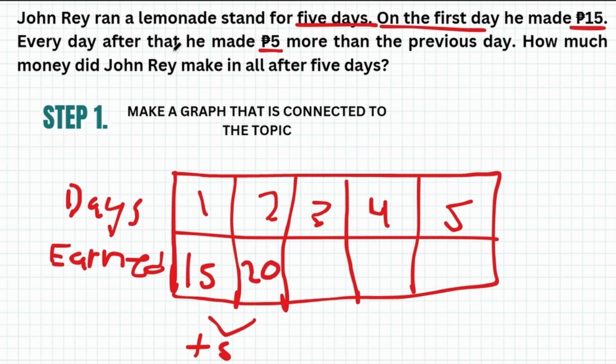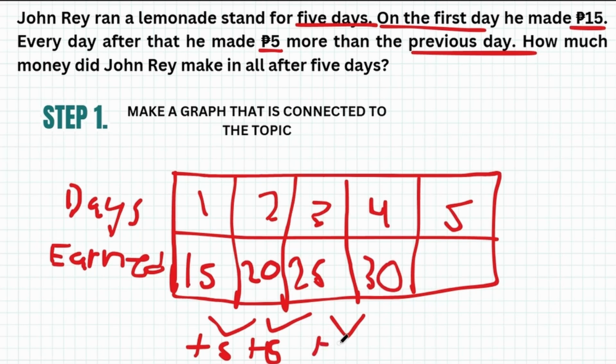Di ba nga, sabi, made 5 pesos more than the previous day. So, itong 20 na to, dadagdagan mo siya ulit ng 5. So, magiging 25. And so on. Plus 5 na naman. So, plus 5 na naman. So, 35. 35 pesos yung nakuha niya on the 5th day.